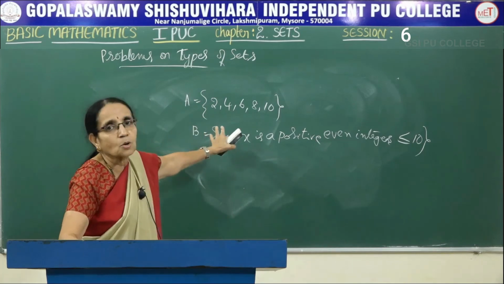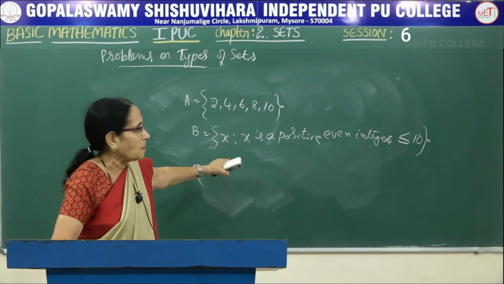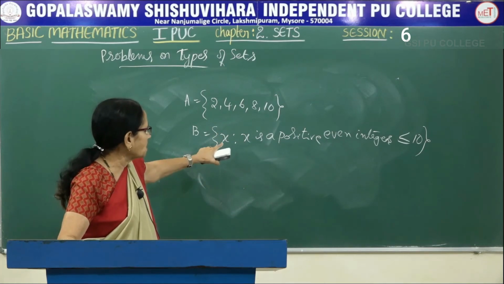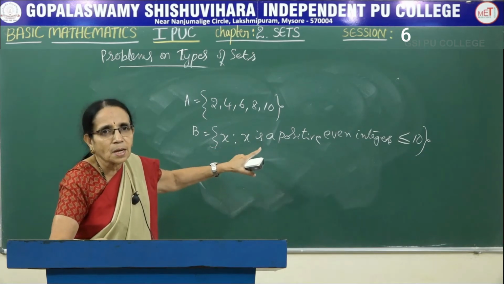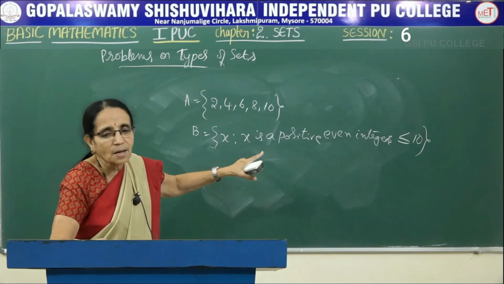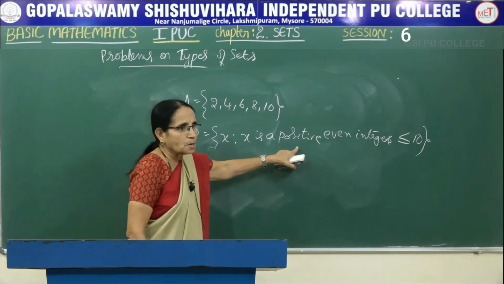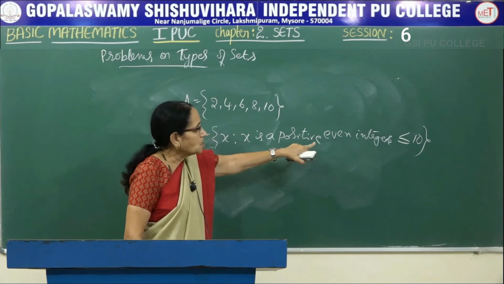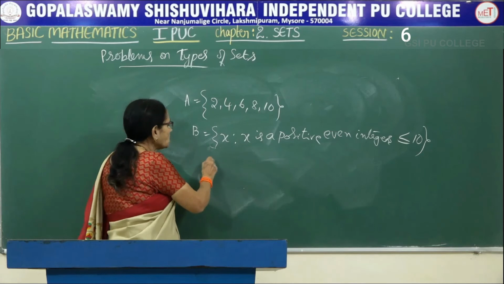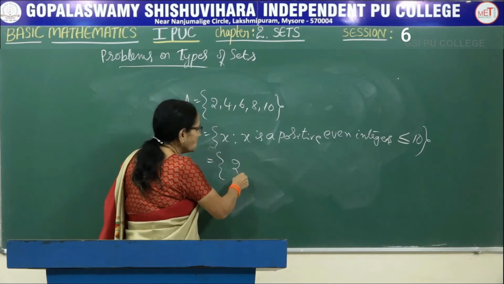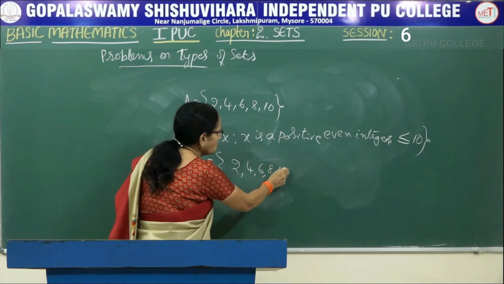See, that is given in the roster form. You know the exact elements. It is given in the set builder form. B is containing X, all X, such that X is a positive even integer less than or equal to 10. That means that, see, it should be positive, it should be even, it should be less than or equal to 10. So equality is also there. So what are the elements here? First one is 2, second is 4, third 6, 8 and 10.